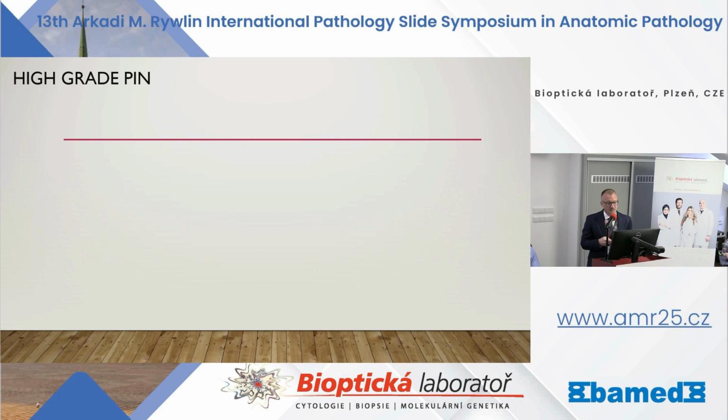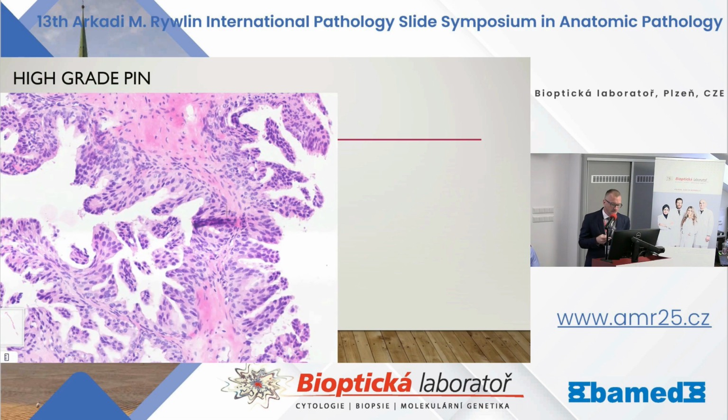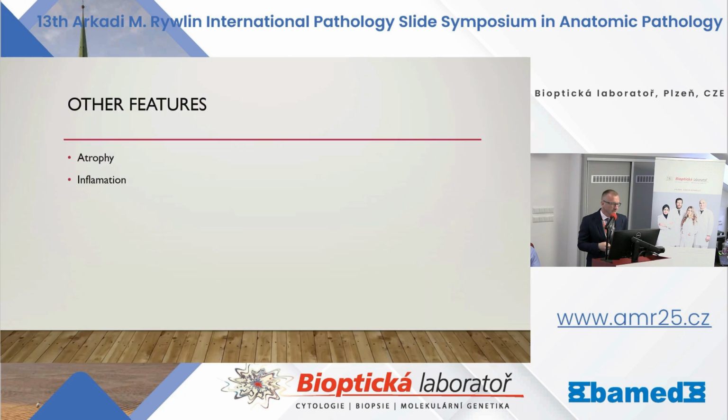You can get some help with high-grade PIN, marked like that. You can get some help with looking for atrophy and inflammation. But the inflammation is mostly for clinicians, in cases where there is a high PSA with a high PHI index, and there is no carcinoma. You can get granulomatous prostatitis, you can get some active prostatitis after, let's say, biking or something like that, and then you get a high PSA.